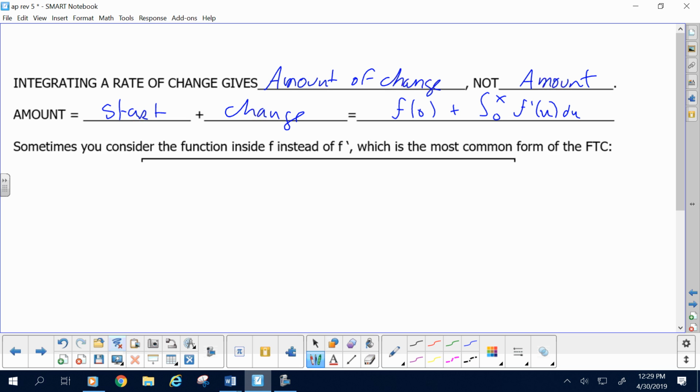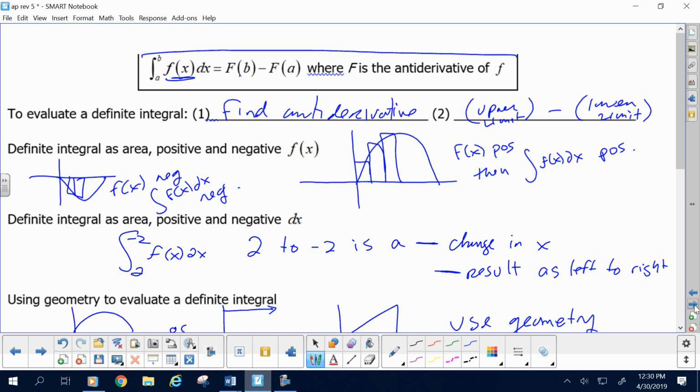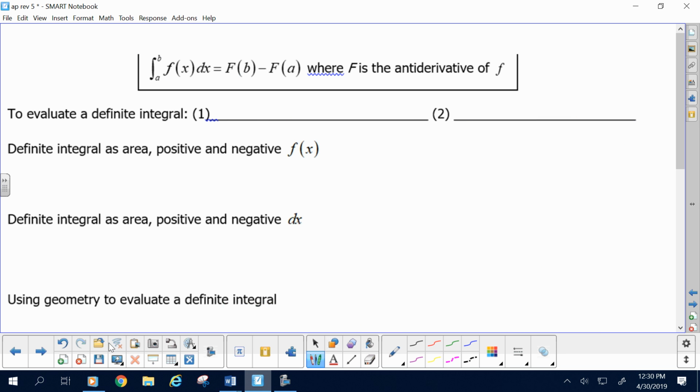It is more common, though, that instead of looking at this as the integral of f prime, they say, rather than look at this as the derivative of something, I'm just going to look at it as the function. If you think of the integrand as f, not f prime, then it's still the idea that you would have to find the antiderivative of that, which is capital F at the difference.